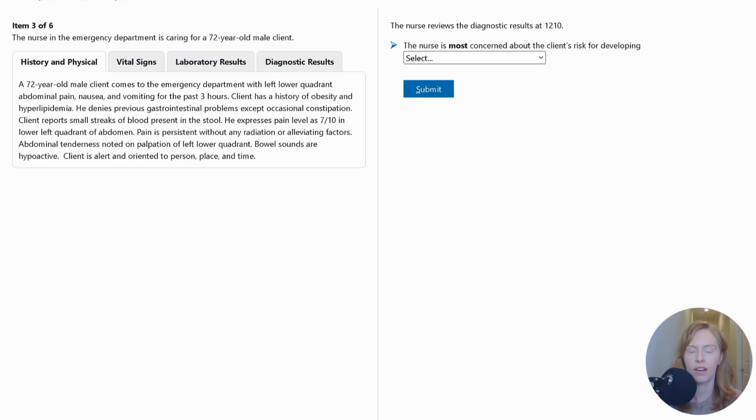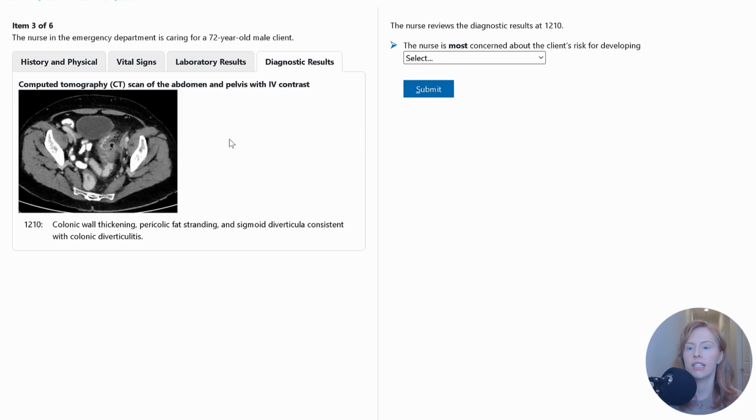Moving on. So now our case unfolds a little bit more. In step 3, we have new diagnostic results at 12:10. So let's see what we got. Okay, so we've got a CT scan of the abdomen and pelvis with IV contrast. Now, you're never going to be asked to interpret a CT scan or a chest x-ray or any sort of imaging on the NCLEX if it's something that's outside of your scope of practice.